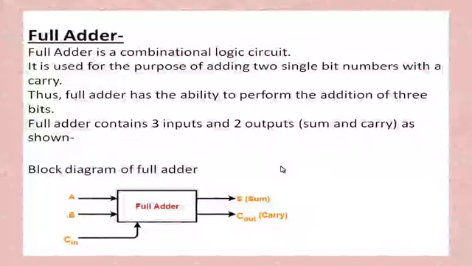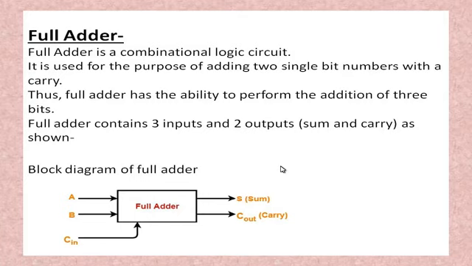Let us see full adder. Why is this full adder modified after half adder? Because half adder cannot perform 3-bit addition. Therefore, full adder is a combinational logic circuit. It is used for the purpose of adding two single-bit numbers with a carry. Thus, full adder has the ability to perform the addition of 3 bits.